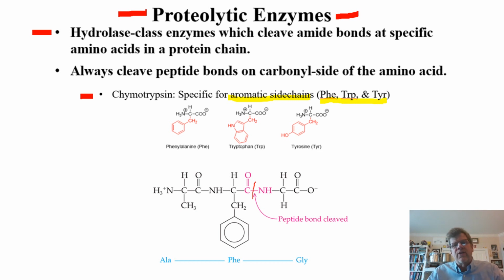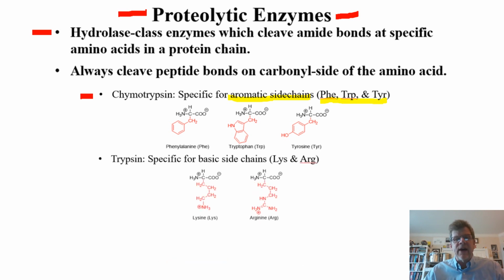Those three. If you look just below here, we have pictures of those. There they are. You can see that they all have the aromatic ring in their side chains, so that we see that these would be cleaved. We keep those in mind. Chymotrypsin cleaves at phenylalanine, tryptophan, and tyrosine. Let's move on to the second representative class of proteolytic enzymes.